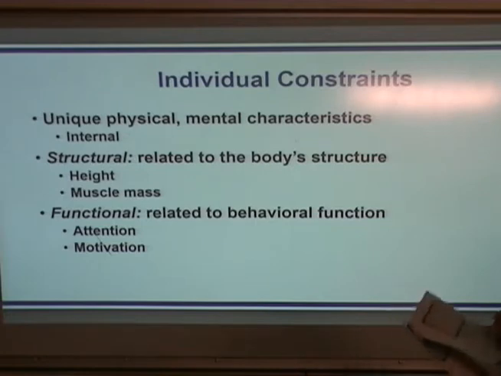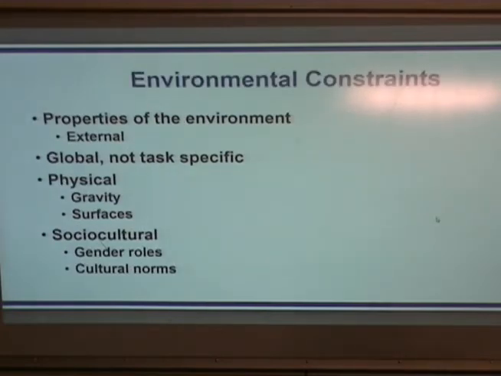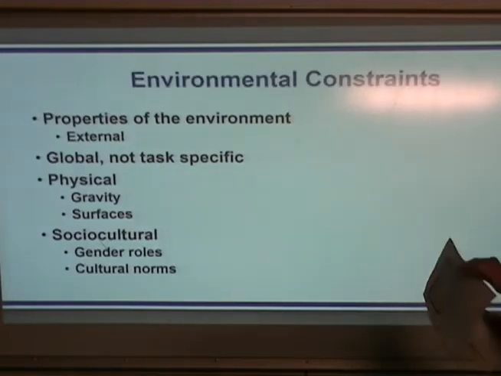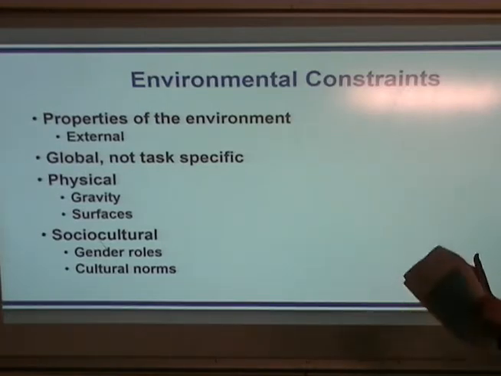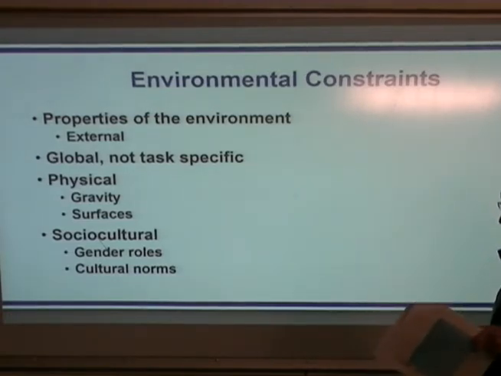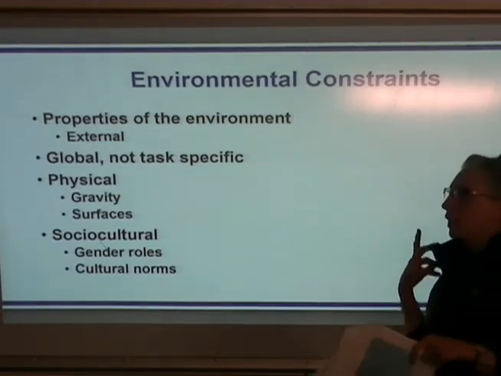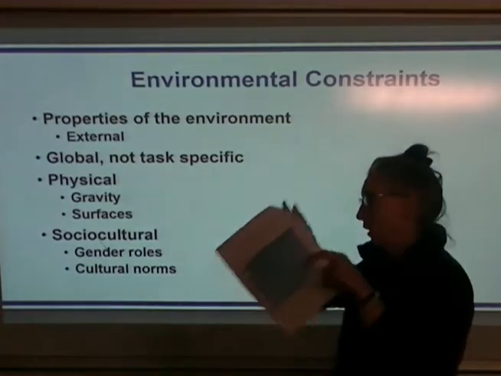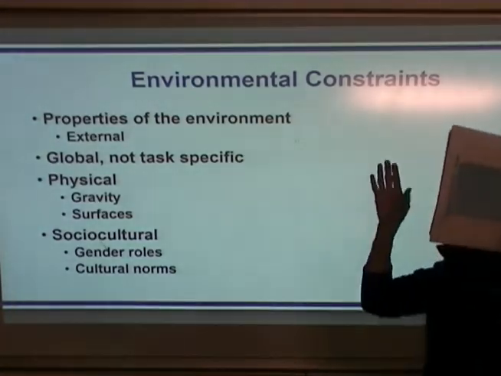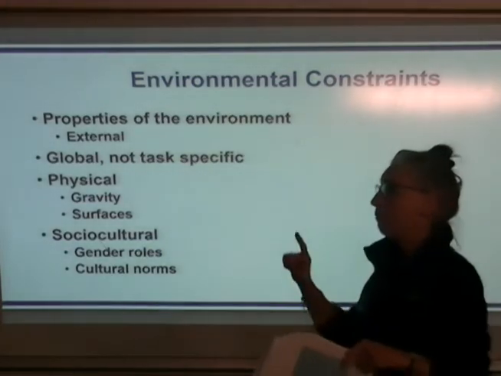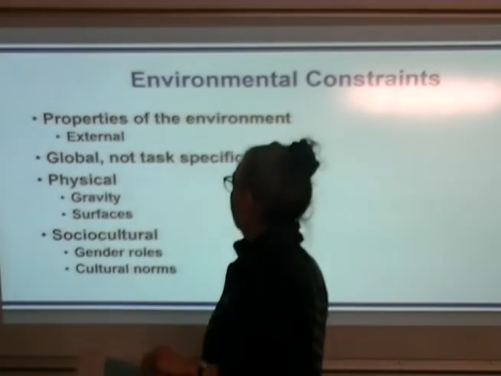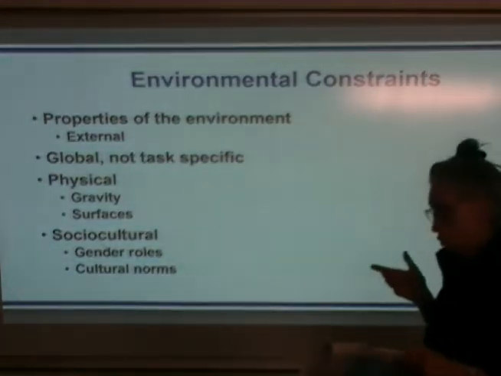Okay. So let's have a look at environment. Lost my cursor. So environmental constraints, the where. These are properties of the environment. They are external to the person. When we're looking at environment constraints, they're global, so they're not tied to the skill that's being performed. And they can be one of two types. They can be physical environmental constraints.